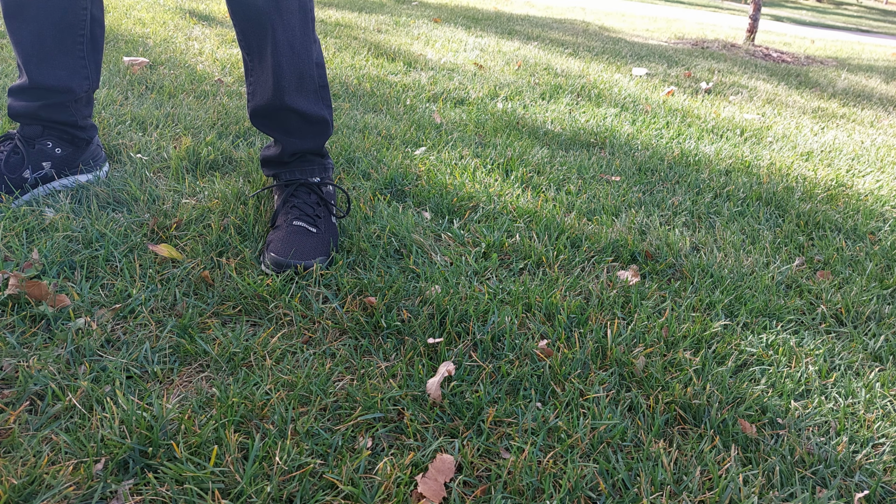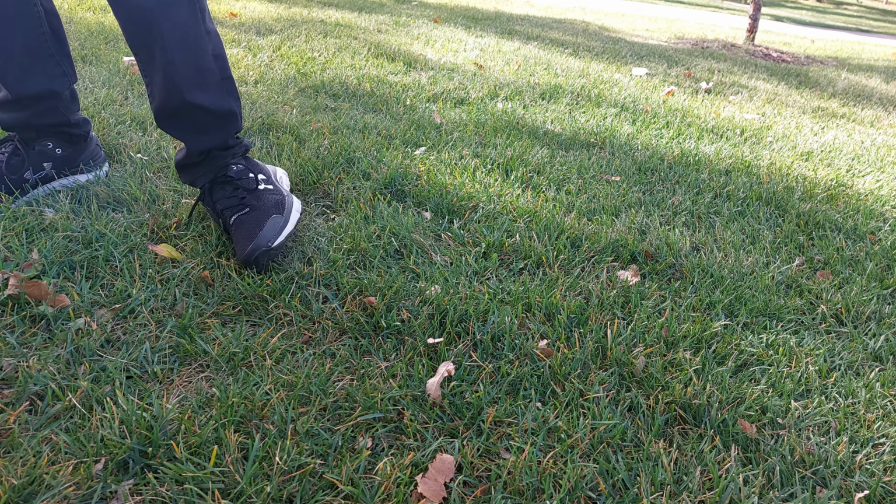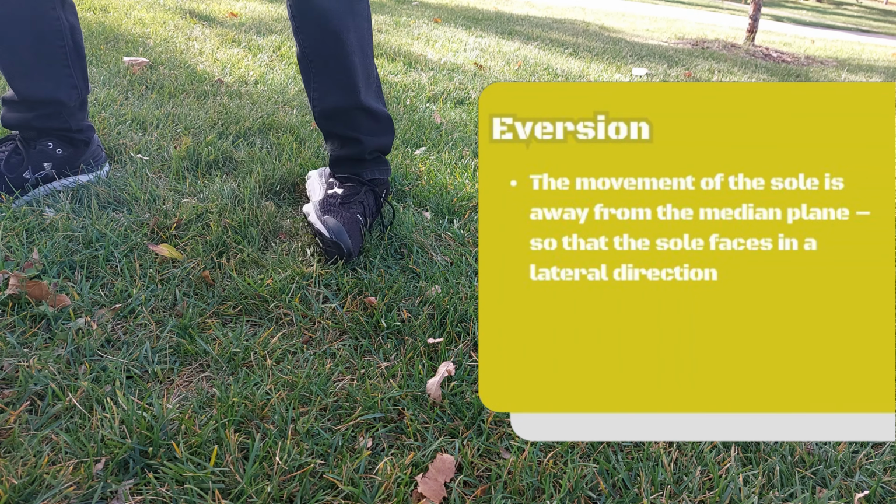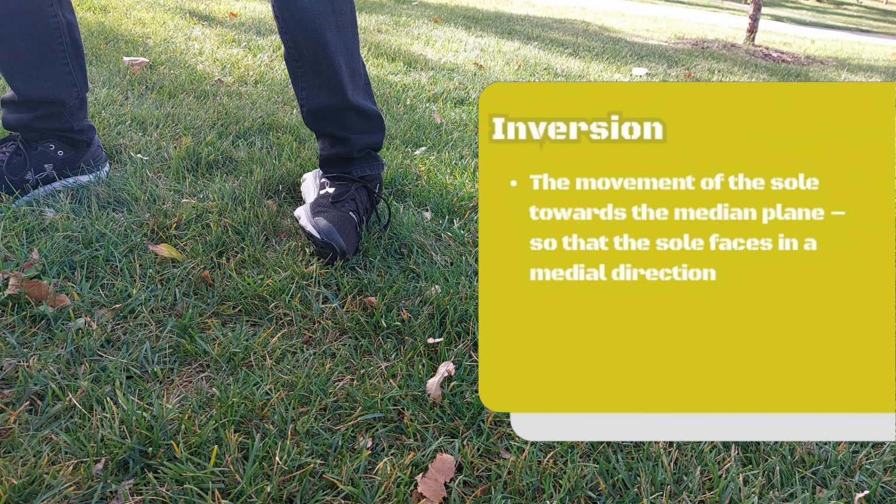There are two types of movement at our sole. If the movement of the sole is away from the median plane, so that the sole faces in a lateral direction, that's eversion. If we point the sole in the opposite direction, going in medially, we demonstrate inversion, movement of the sole towards the median plane so that the sole faces in a medial direction.